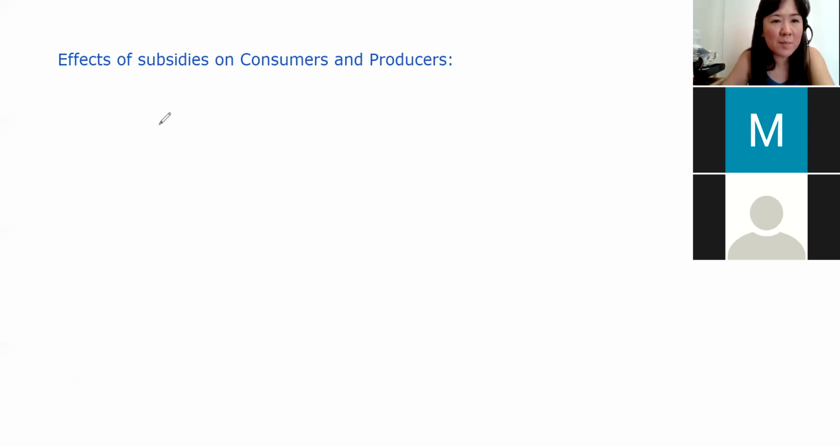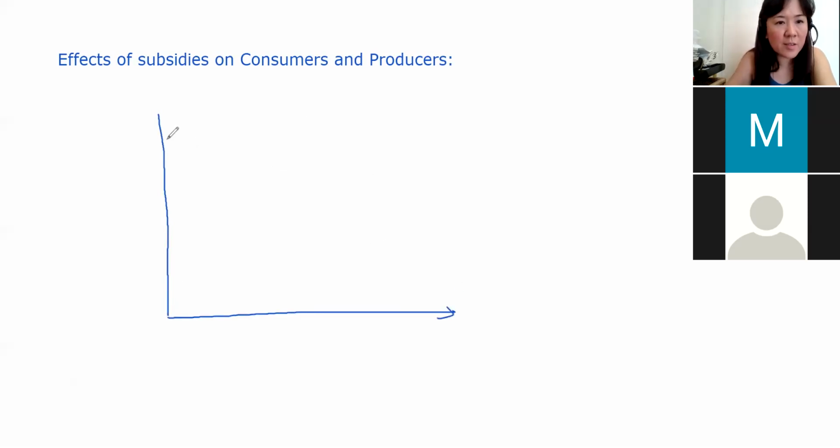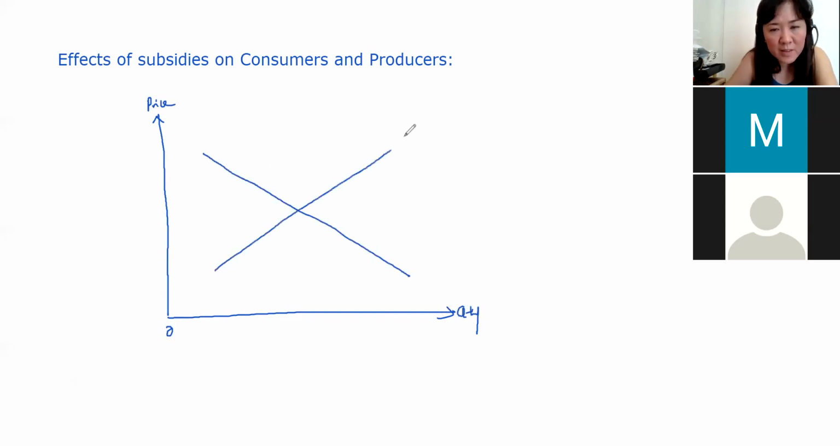So when we talk about the effects of subsidies, say we have price and quantity, and of course, let's just say that this is our original supply and demand curve. Supply intersects with demand, and that's how we have the equilibrium quantity and the equilibrium price, PE.